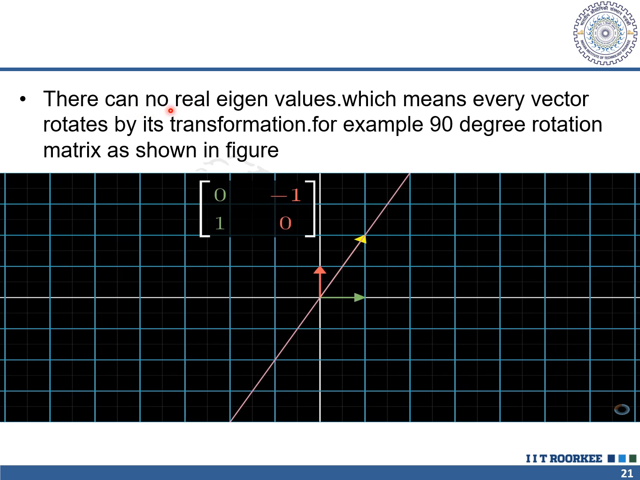Sometimes there can be no real eigenvalues, which means every vector rotates under the transformation. For example, you can take the 90-degree rotation matrix as shown in the figure. The matrix is 0, minus 1, 1, 0. This is the 90-degree rotation matrix which rotates every vector by 90 degrees. For example, we are considering this vector and this is its span. Let's see what happens after the linear transformation.